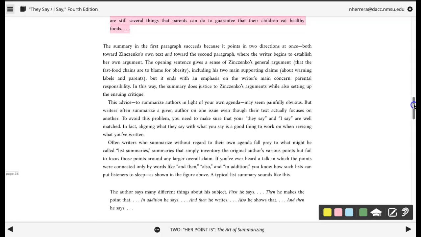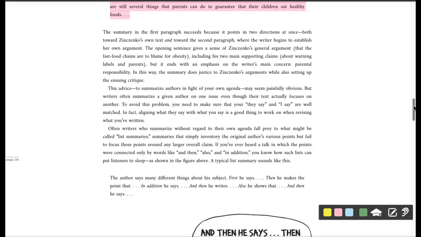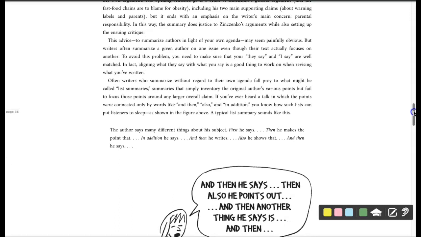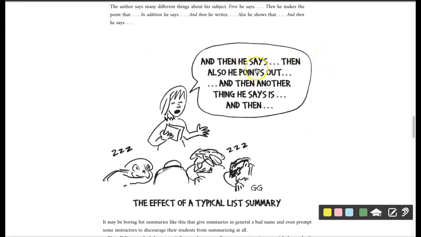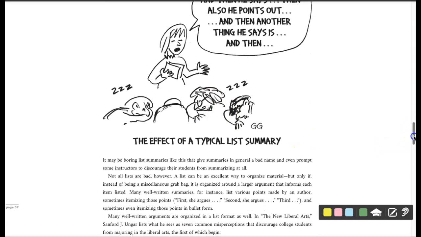And speaking of organization, you want to make sure that your sentences are connected when you write a summary, and the reason for that is because you want to avoid what we call list summaries. If you look at the textbook, it tells you, here's an example of a list summary. And then he says, then also he points out, and then another thing he says is, and then, if you notice, all these people right here, they're asleep, because list summaries are boring, because you're just basically saying this happened, then that happened, then he says this, after that he says this. So you want to make sure that you connect your sentences and you make the summary flow so that it's not just listing information. Because the summary is not just about listing information.